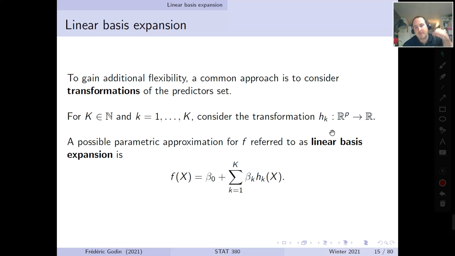And then what we can consider instead is, well, here I use the expression linear basis expansion, which will be a bit more justified here. The idea is our prediction function could be instead the intercept plus a linear combination not of the original predictors themselves, but of transformations of such predictors. We're going to see that by applying such transformations, we can capture nonlinear relationships between the original predictors and the response.